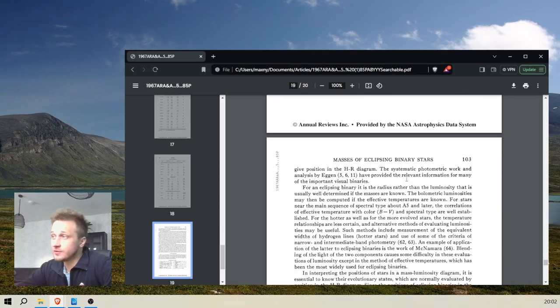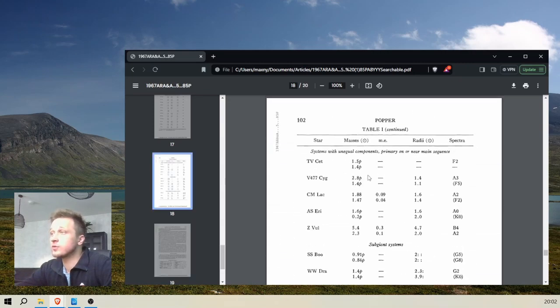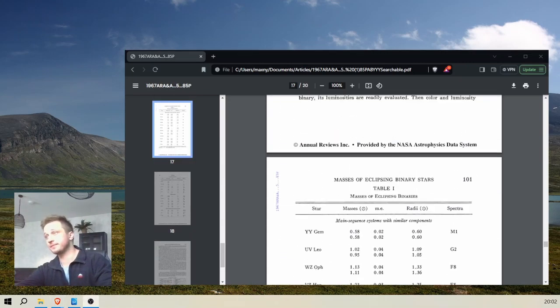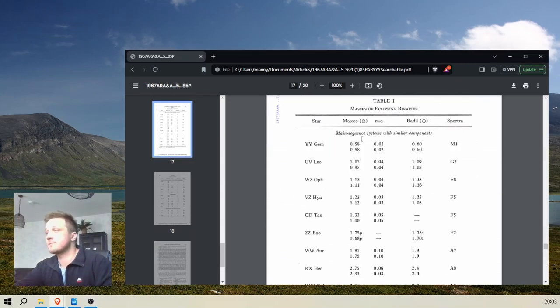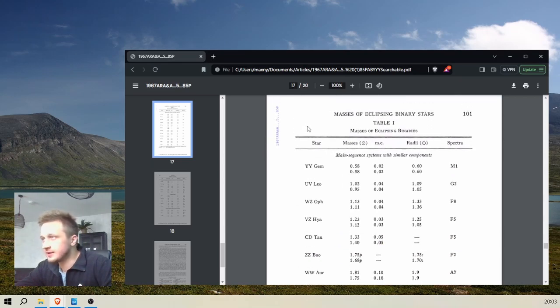The systematic photometric work and analysis by Eggen have provided the relevant information for many of the important visual binaries. Okay, so here we have these tables, or at least one table: masses of eclipsing binaries. We have the star, masses, I think mean error, radii, and spectra. And these are the masses, and the radii are of course given in solar radii.